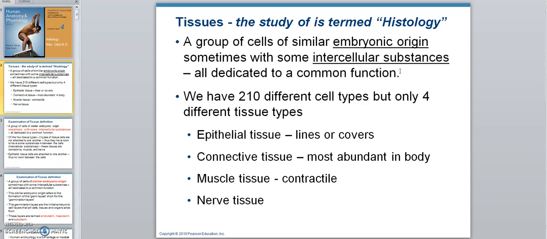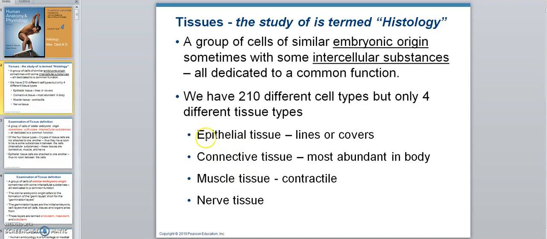Now, we said that in many classifications, some have different numbers, but in many classifications, there are 210 different cell types in the human body. Some have a different number as far as class, but this is the one I'm using, 210. But we have 4 tissue types. The 4 tissue types we have are epithelial, connective, muscle, and nerve.